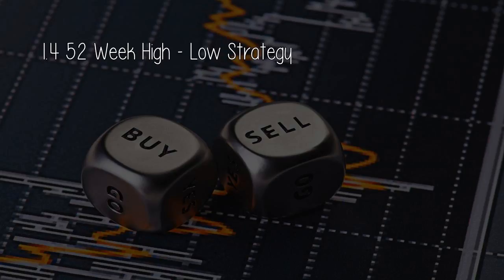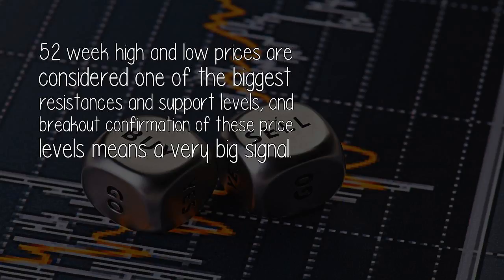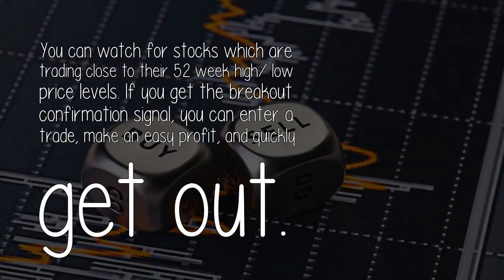1.4 52-week high, low strategy. 52-week high and low prices are considered among the biggest resistance and support levels, and breakout confirmation of these price levels means a very big signal. You can watch for stocks which are trading close to their 52-week high/low price levels. If you get the breakout confirmation signal, you can enter a trade, make an easy profit, and quickly get out.